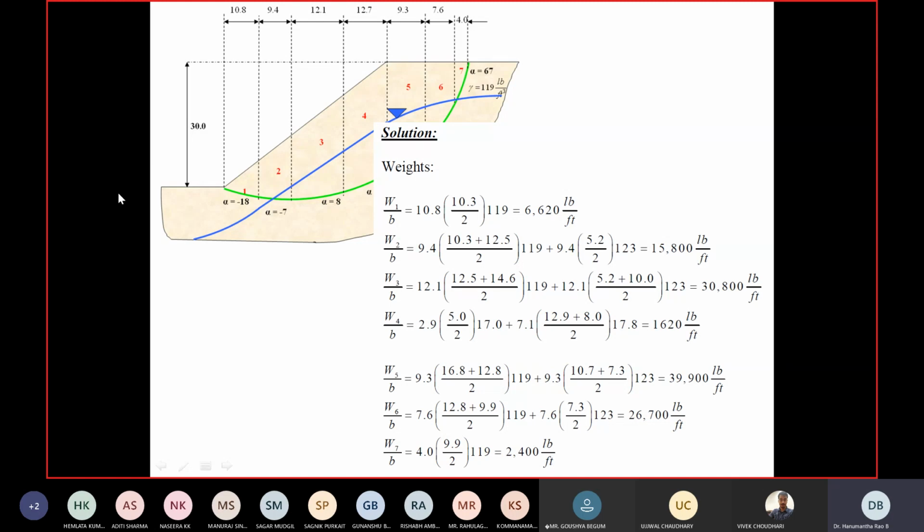Sorry, both sides. This is 12.5 and this is 14.6. For slice number 3, the height between 2 and 3 is 12.5, and between 3 and 4 is 14.6.